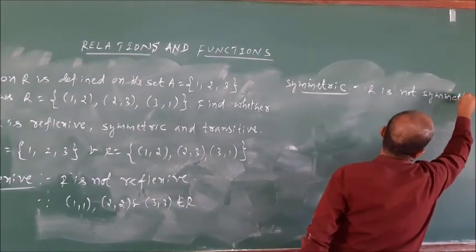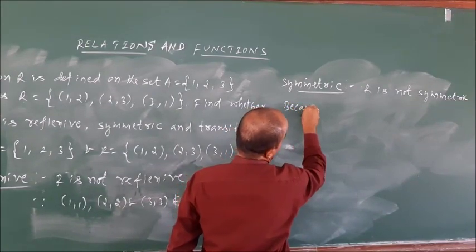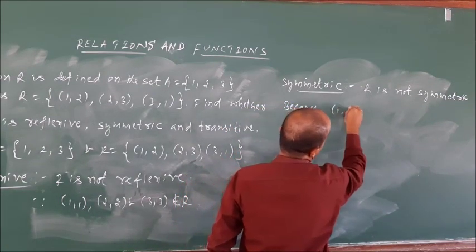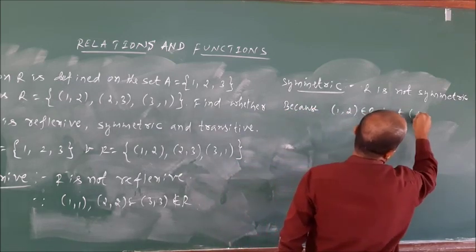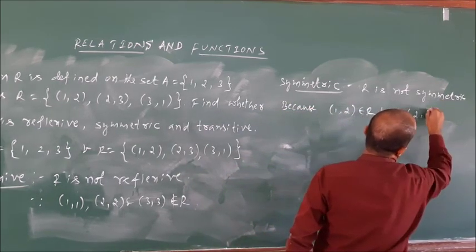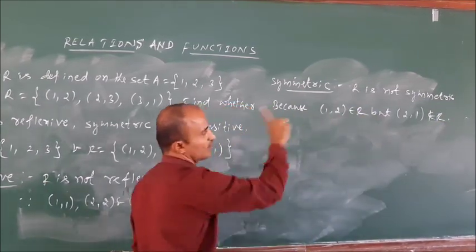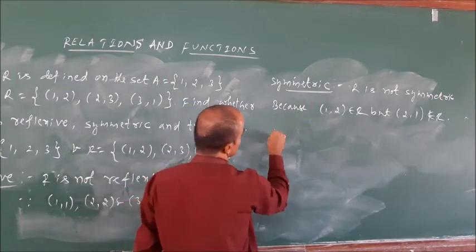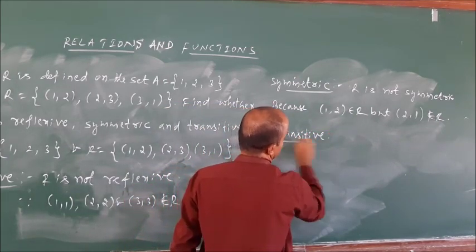Give reason. R is not symmetric because (1, 2) belongs to R, but (2, 1) does not belong to R. Therefore, R is not symmetric. Now, we shall find whether R is transitive or not.